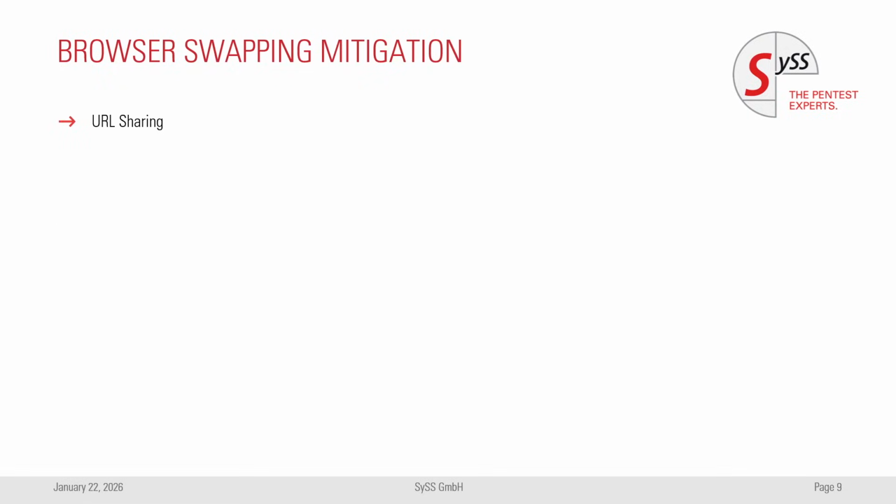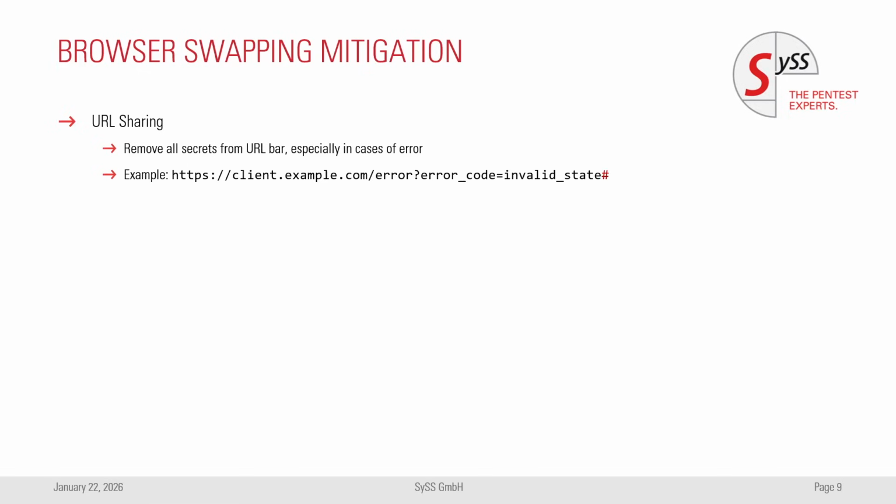In the first place, clients must mitigate attacks based on URL sharing to increase the attack complexity. Therefore, clients must sufficiently remove all secrets from the callback URI. This is especially important for error cases where the authorization code has not been resolved for an access token yet. To do this, SySS highly recommends to forward the user from the callback URI to a success or error page with a trailing hashtag. This makes the browser clear the fragment part of the URL after the redirect.